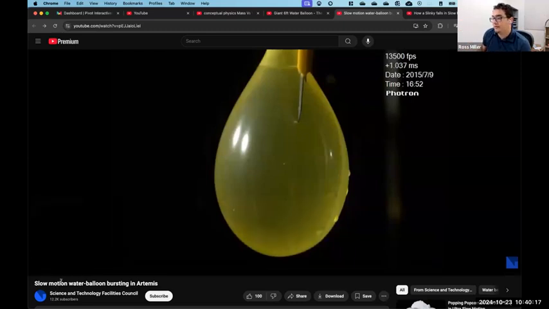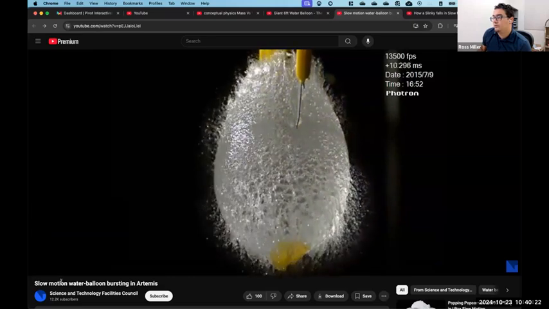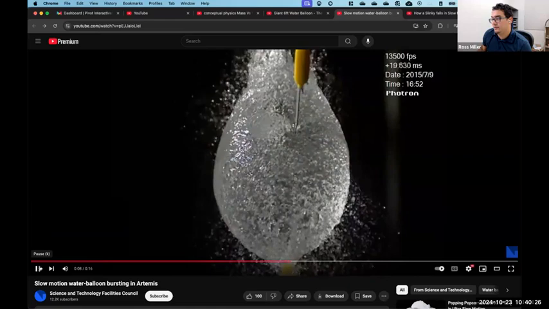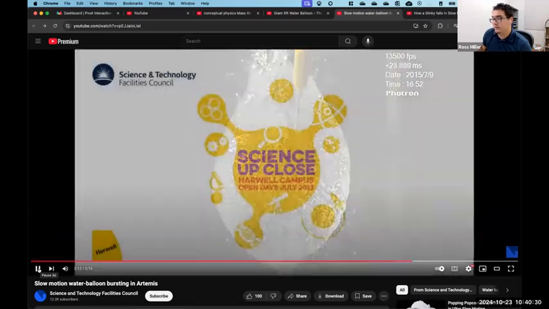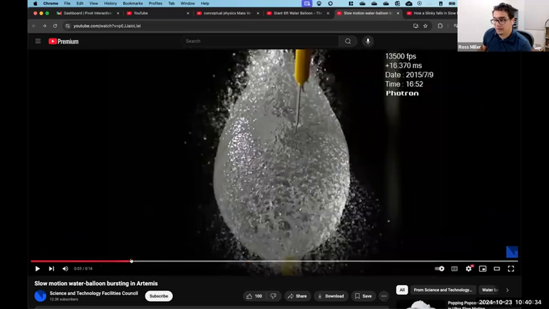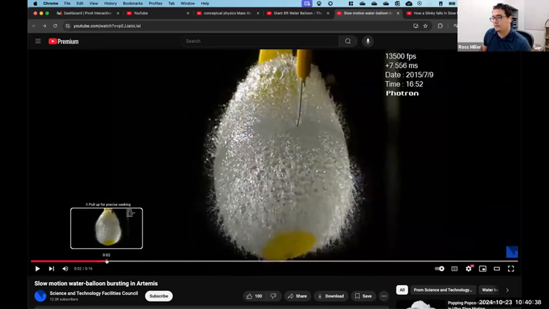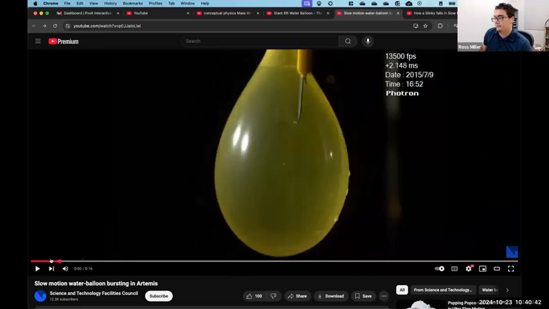And when we pop it, we see the balloon quickly move because there's a lot of tension in the balloon. And the water stays still. And this happens so quickly that we don't always notice this effect. So that's why we like slow-mo. So let's play that one more time.